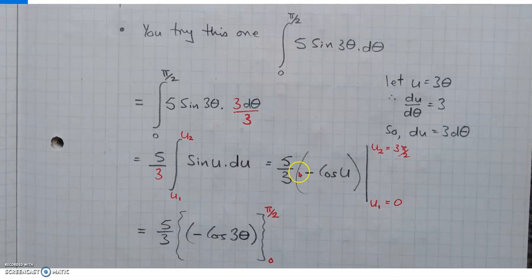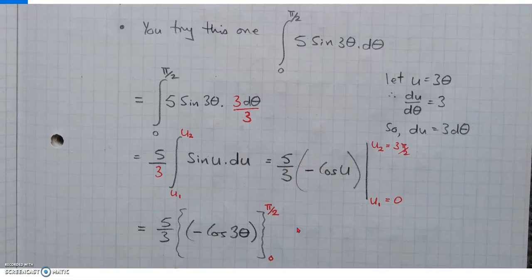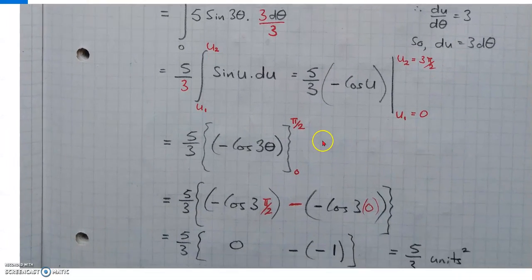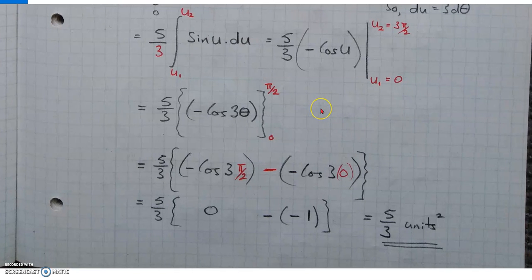Okay? So we've got this 5/3 multiplying this minus cos u. Now, if we put it back into theta form, you can see we've got the following. We've got the 5/3, and I put these squiggly brackets in so as I can write my limits outside them. But now we're going to substitute in the limits of pi over 2 into the 3 theta here. Okay, so my first one in is there. So it's going to be minus cos 3 times pi over 2.